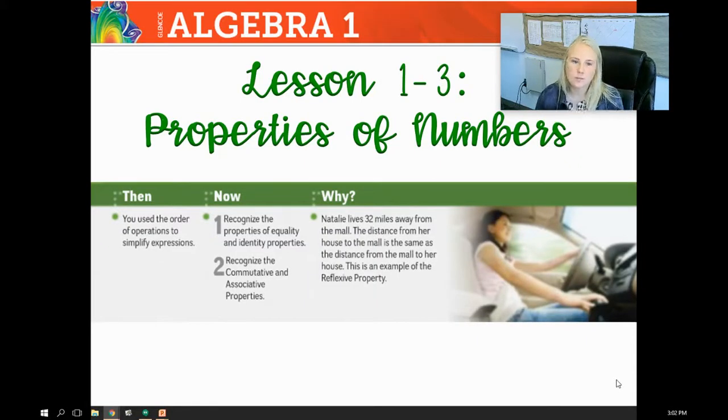Today we're going to go over lesson 1-3, properties of numbers. We're going to make it real quick. There's just a couple things in this chapter that we need to know, but I don't think we need to spend a lot of time going over it. So I'm going to go through and explain it to you real quickly here.